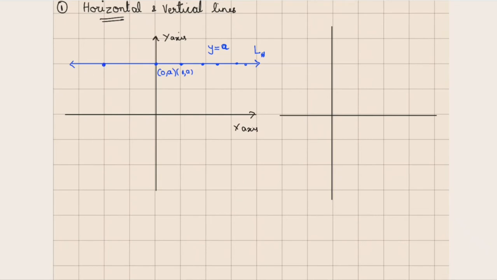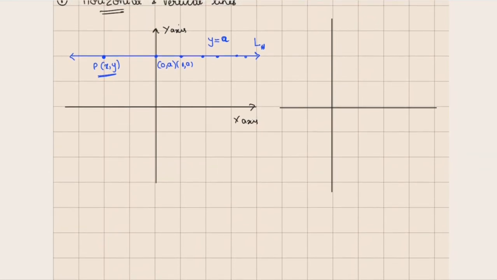So let's take any point P which is some x comma y. P is a variable point x comma y. So we can represent the equation of L horizontal as y equal to a. Whatever may be the x point, the y point is constant, so we represent it as y equal to a.